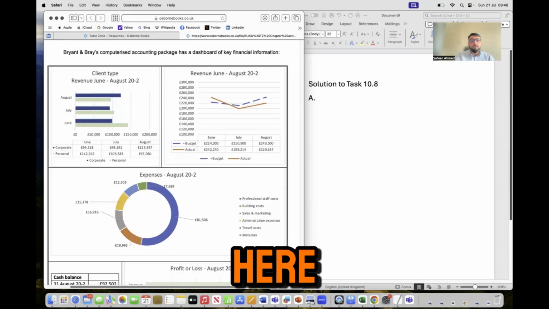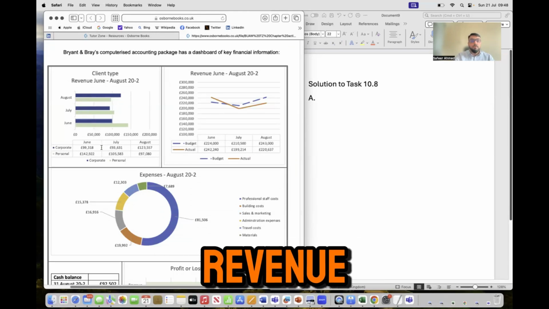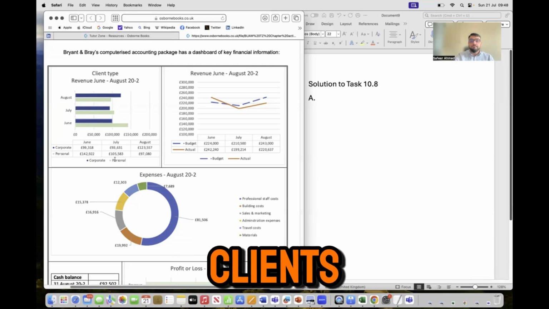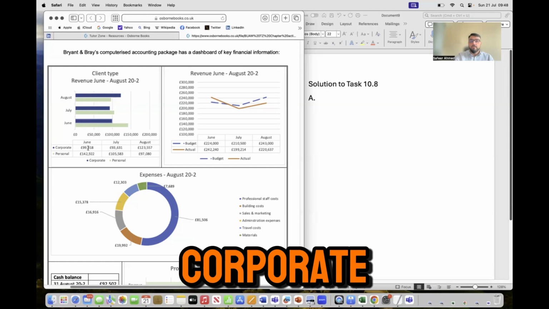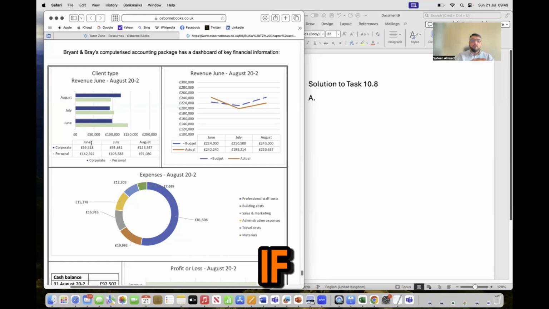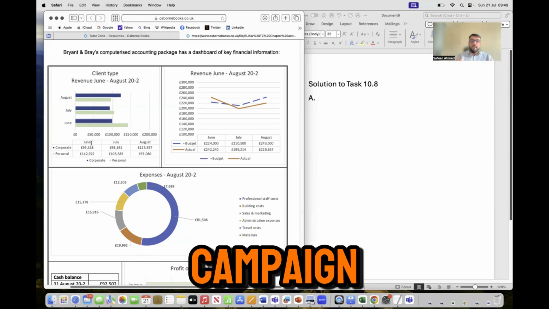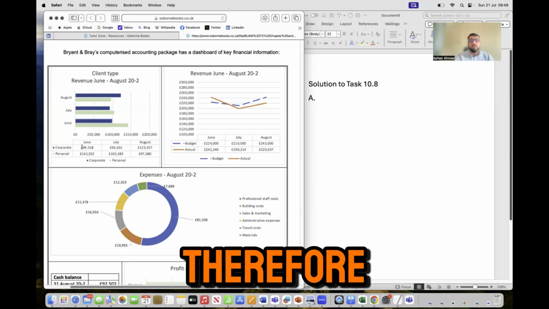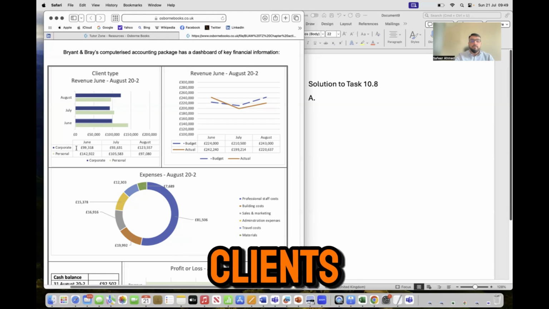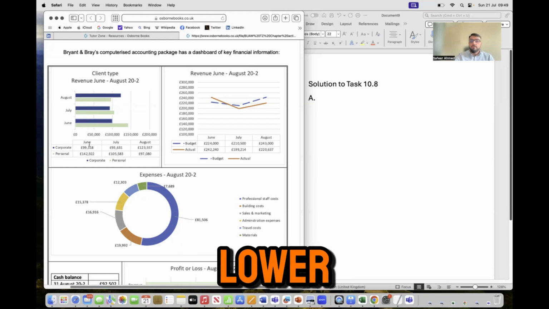Now you can see here, the first one is giving you a breakdown of revenue from personal and corporate clients. If you look at June, the personal client revenue was way higher than the corporate clients. And again, remember the marketing campaign that they originally wanted to do in the month of May did not happen. So therefore, you can clearly see the corporate clients revenue is lower as compared to the personal clients.